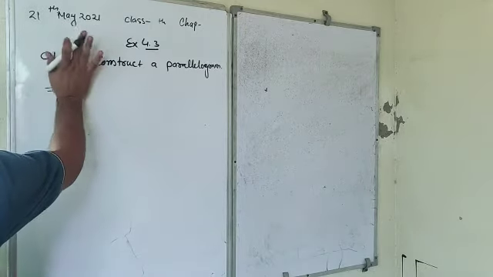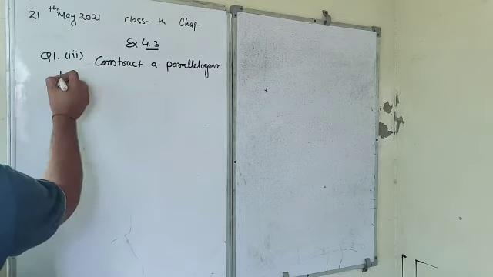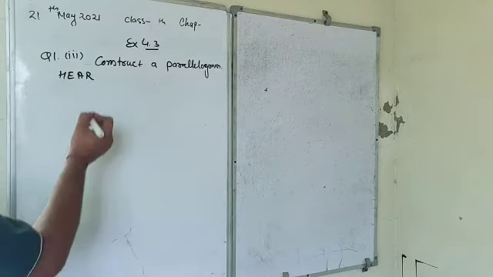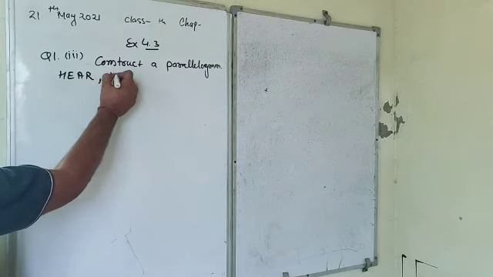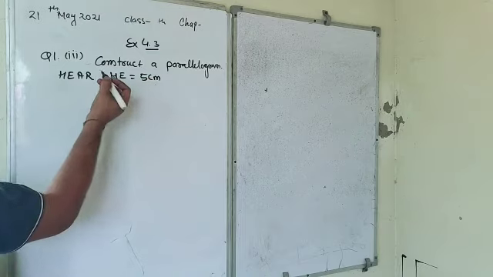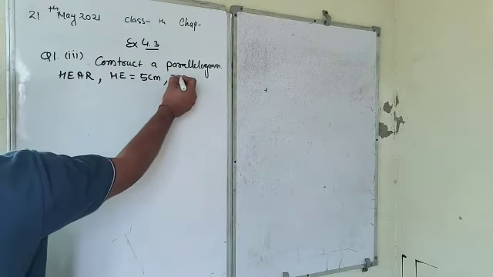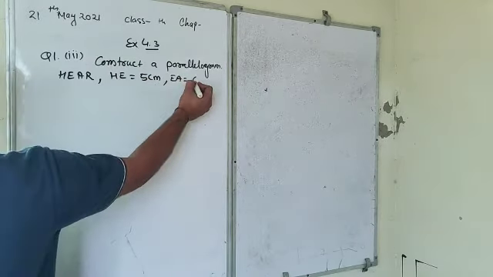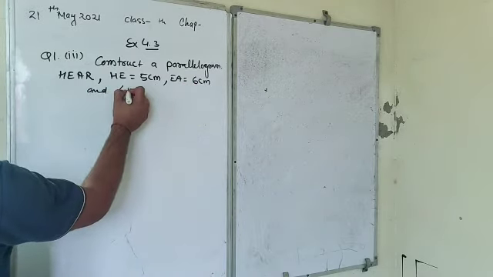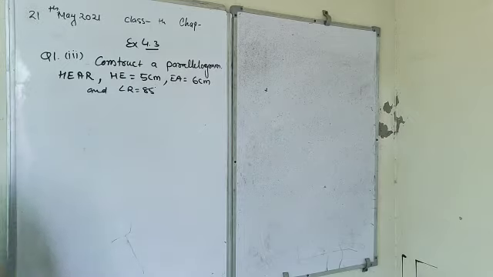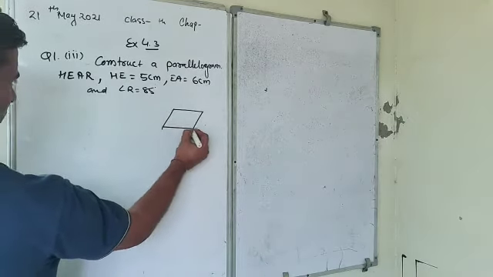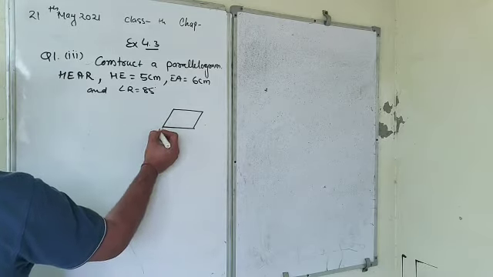What are the given in this parallelogram? We have to construct a parallelogram here, and in this, what are given? HE is to be 5 centimeter, EA is to be 6 centimeter, and angle R is given to be 85 centimeter. Okay. Now, what are the properties of parallelogram?